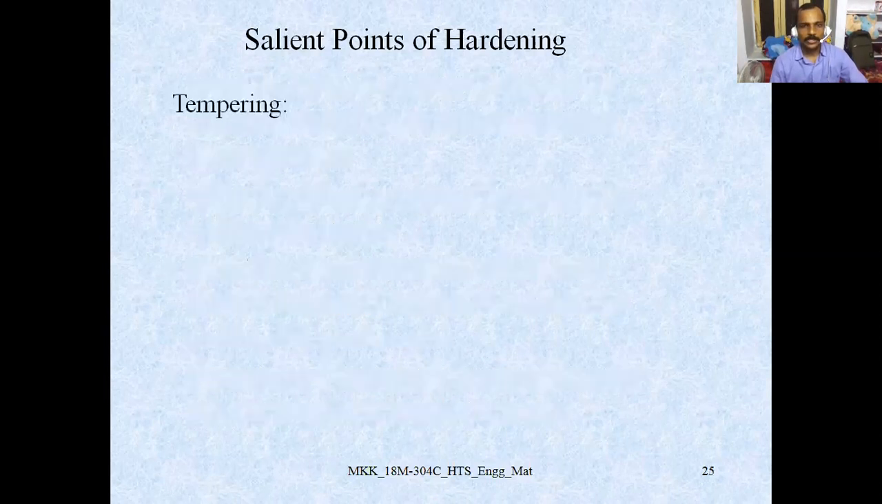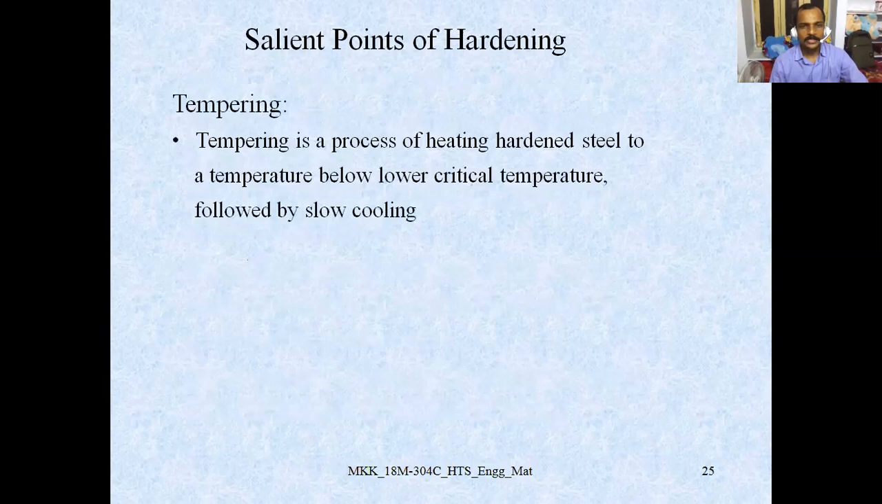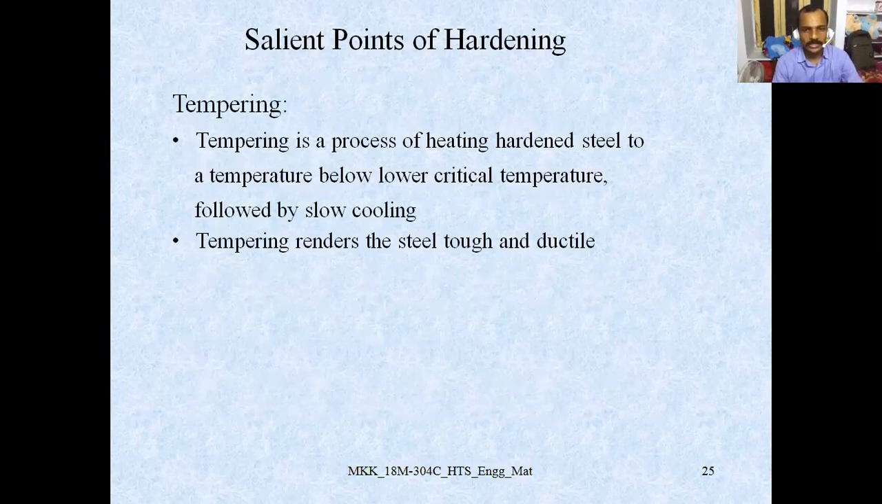So what is the tempering process? Tempering is a process of heating the hardened steel to a temperature below the lower critical temperature, followed by slow cooling. Tempering renders the steel tough and ductile. Nothing but tempering enables the steel to be tough and ductile, so the steel will have the ductility property.